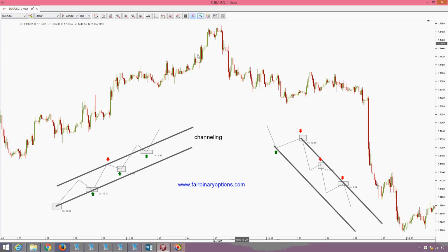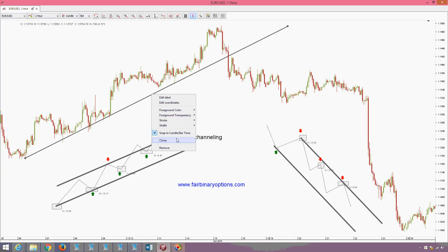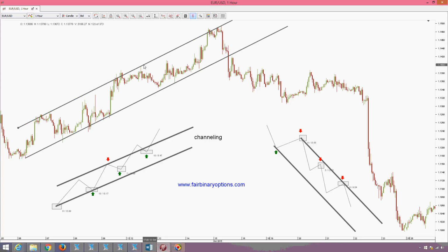The perfect example comes from this Euro-US dollar chart on the hourly time frame, because this move to the upside represents a move that goes something like this. Let's try to make it a bit bigger, like this. And if we clone and project the outcome on the upper side in here, we see that the move is channeling really well. Again, what does it mean that the move is channeling?